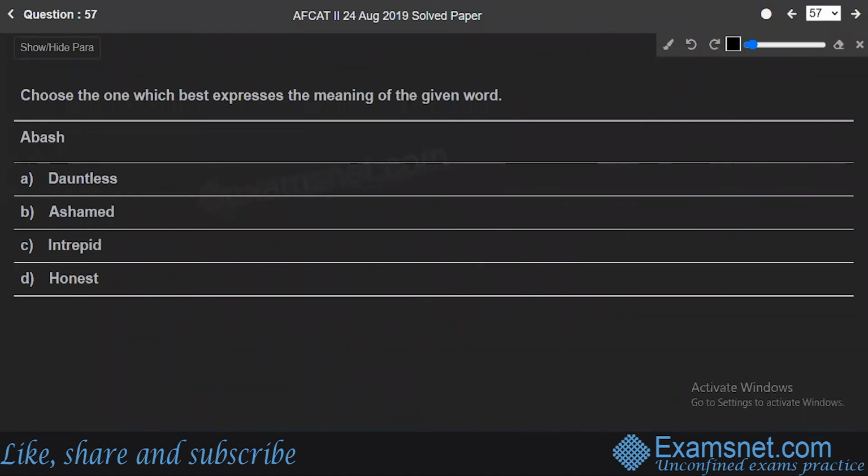Question number 57. You have to choose the one which best expresses the meaning of the given word, and the given words are abashed, dauntless, ashamed, intrepid, and honest. Let's look at the meaning of each of the words one by one. Abashed means making someone feel embarrassed or ashamed.